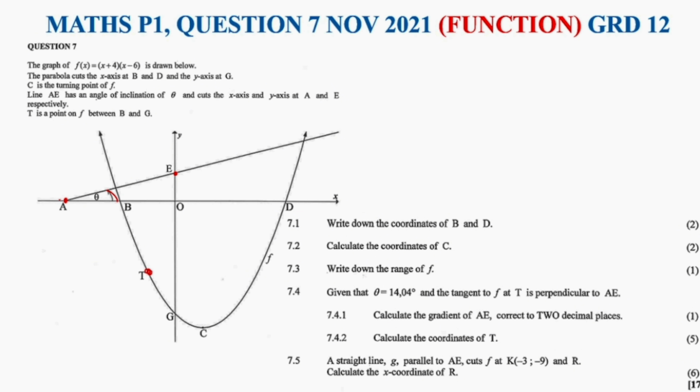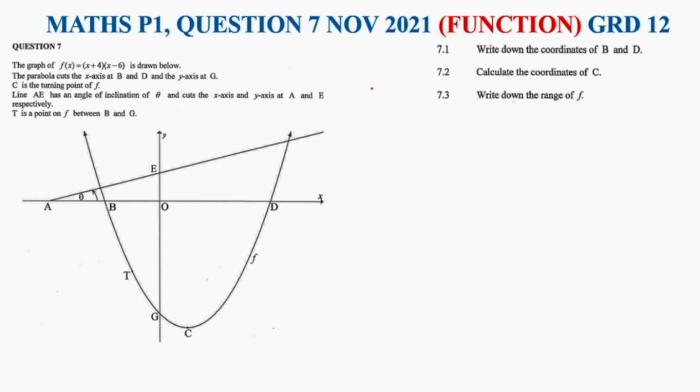All right, okay, let's go ahead and deal with this question. 7.1 says write down the coordinates of B and D. I think it was worth 2 marks. Write down the coordinates of B and D. Straightforward. What is given there? It's f of x. So what are B and D? Those are our x-intercepts, right?